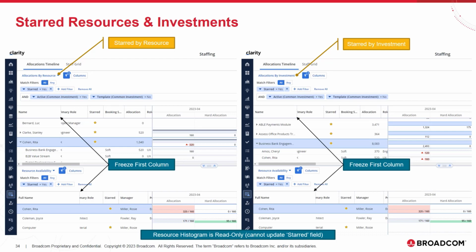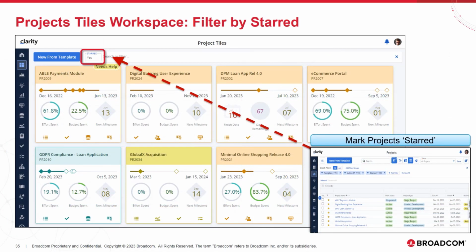The first column in both the timeline and histogram is fixed with the ability to adjust the width of the column, so that if there are more columns in the layout, the user can scroll forward without losing the information from the first column. The starred field is now available as a filter field on the Project Tiles page.